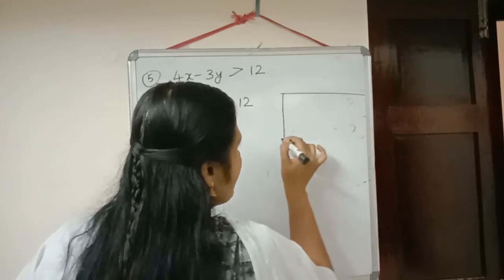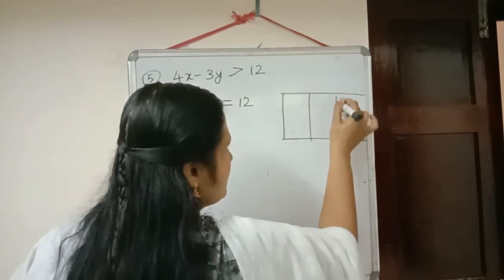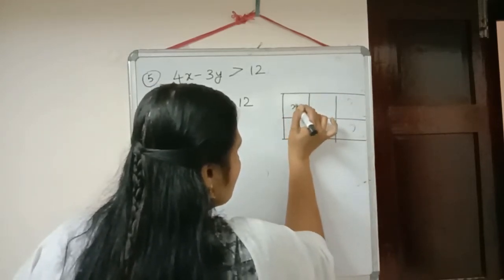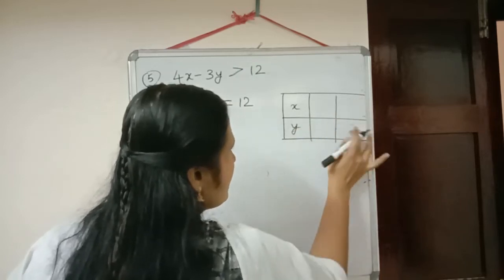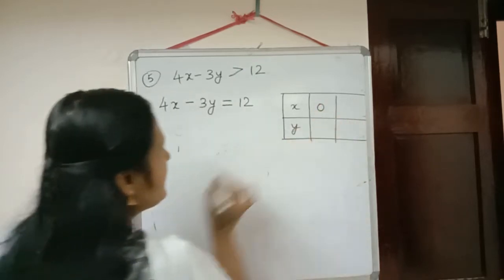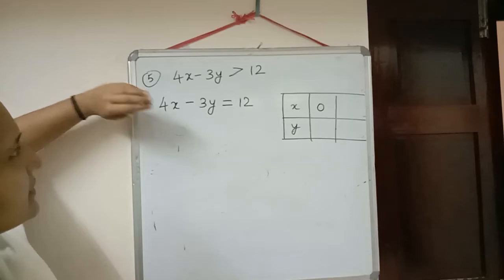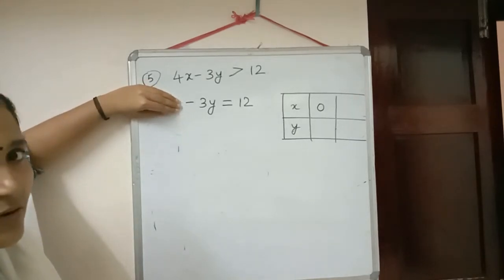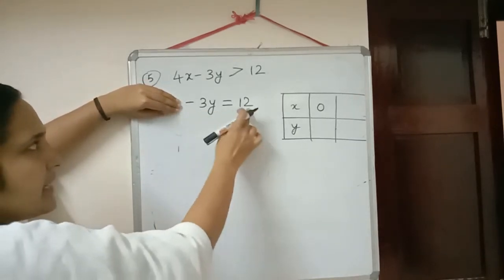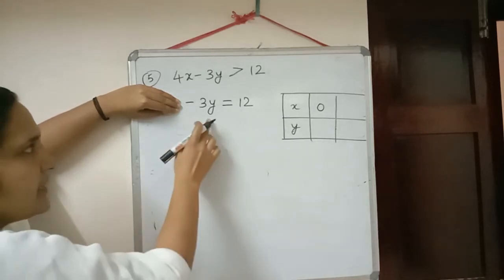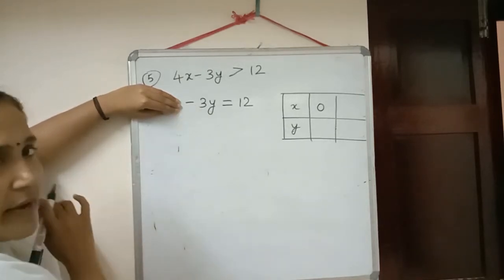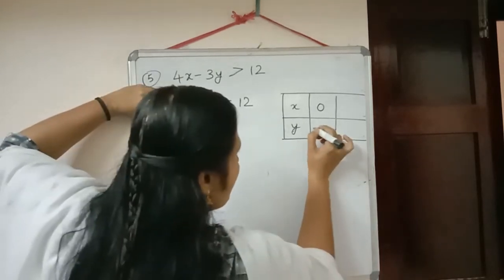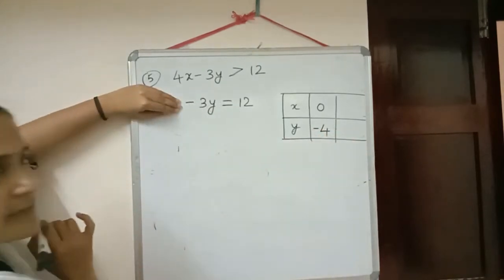Draw the table there. Just put two values, x equal to 0 and y equal to 0. So first x is equal to 0. If x is equal to 0, this expression will become 0. We will get minus 3y is equal to 12. Then y is equal to 12 divided by minus 3, so that will come is equal to minus 4.